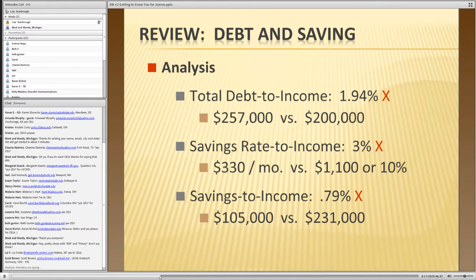Their savings rate to income ratio, only 3 times, or 3%. They should be saving more like $1,100 per month at 10%. And the savings to income ratio, well, they have $105,000 saved, and looking at the glide path on that, it should be closer to a little bit over $200,000. So we see where we have some problems with Bill and Penny.